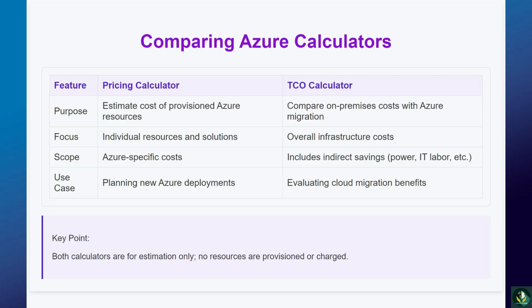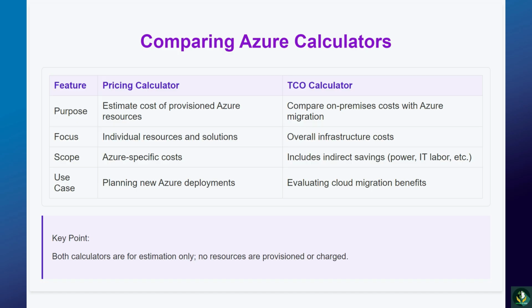Azure provides two powerful tools to help you understand and estimate potential expenses: the pricing calculator and the total cost of ownership (TCO) calculator. While both are designed to give you insights into Azure costs, they serve different purposes and are used at different stages of your cloud journey. The pricing calculator is your go-to tool when you're planning to deploy resources in Azure. Its primary function is to provide an estimated cost for provisioning specific Azure resources. Here's what you need to know about the pricing calculator.